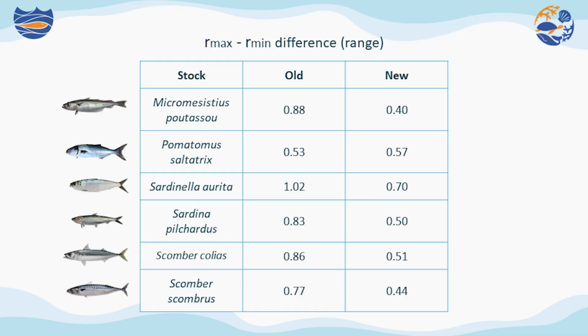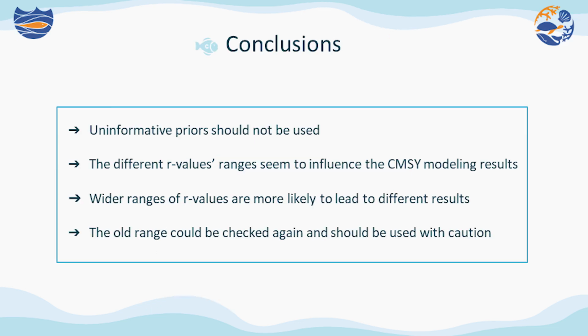which is true if you also see in this table, which shows the maximum minus the minimum difference of the R values separately for each category. And you can observe that for the old type of R values, the range is quite bigger in comparison with the new type, and in some cases even double.